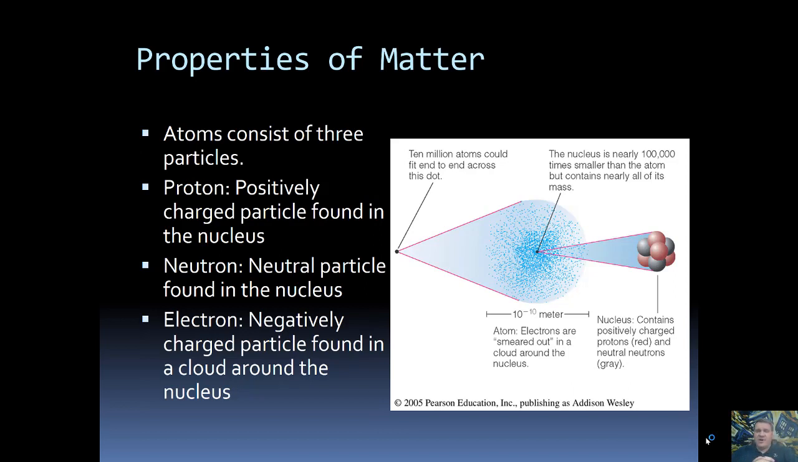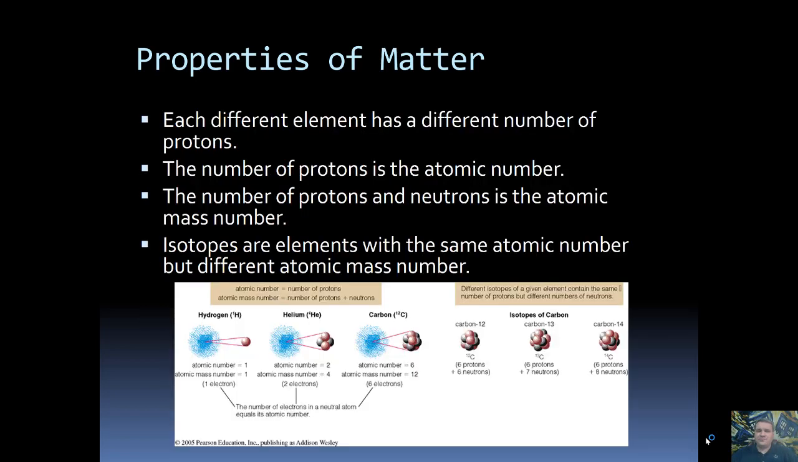Now, an atom is made up of three particles: protons, neutrons, and electrons. Protons are positively charged and found in the nucleus. The nucleus is the tiny ball at the very center of the atom. Neutrons are neutrally charged, meaning they have no charge, and they're also found within the nucleus. And then the electrons are negatively charged, and they surround the nucleus. And it's the attraction between positive and negative that holds the electrons to the nucleus, creating the atom.